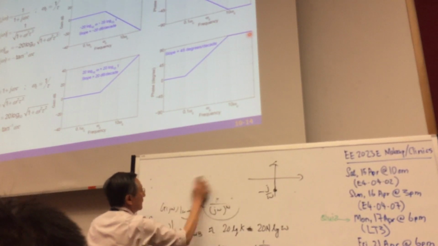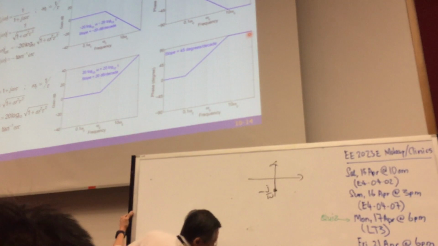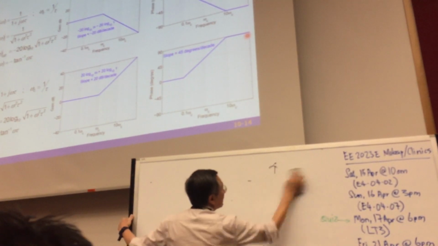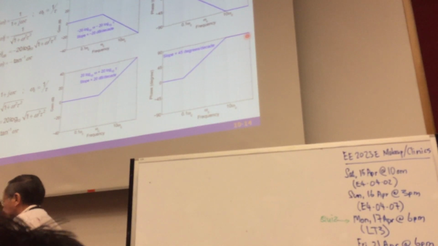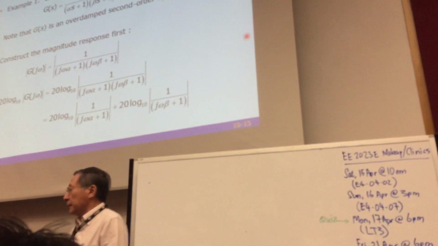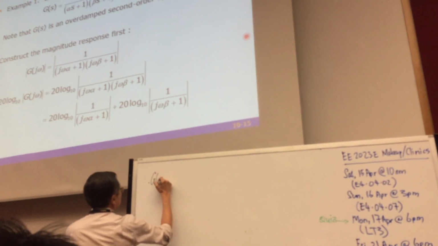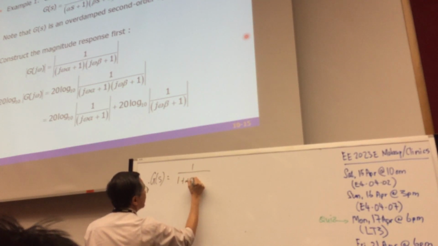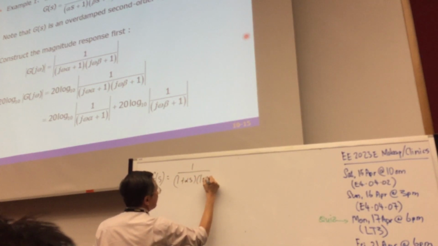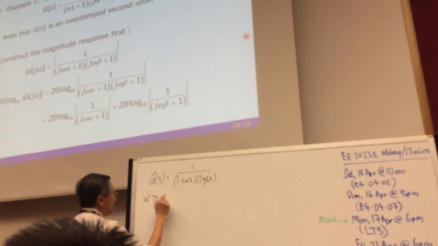Let's suppose we have this transfer function: 1 over (1 plus alpha s) times (1 plus beta s), where alpha is greater than beta.